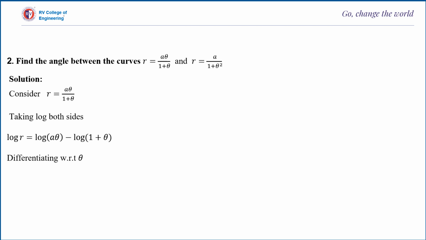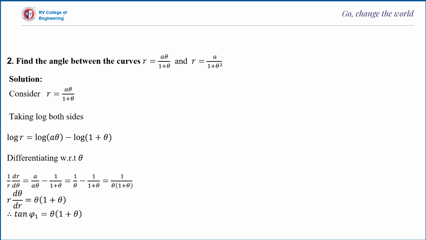Differentiating with respect to theta both sides, 1 over r dr by d theta is equal to a by a theta minus 1 by 1 plus theta. Cancelling a from this expression and simplifying 1 by theta minus 1 by 1 plus theta, which gives 1 by theta into 1 plus theta. Taking the reciprocal both sides, r d theta by dr is theta into 1 plus theta. So tan phi 1 is equal to theta into 1 plus theta.